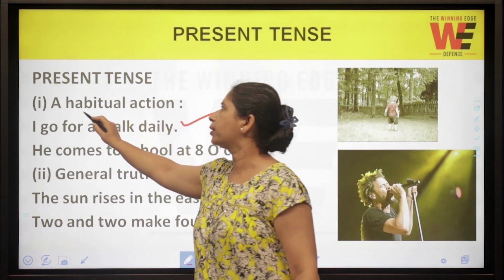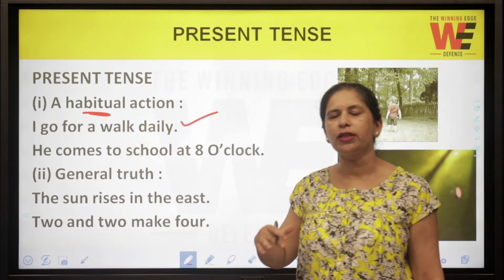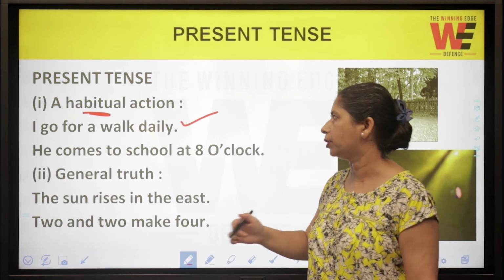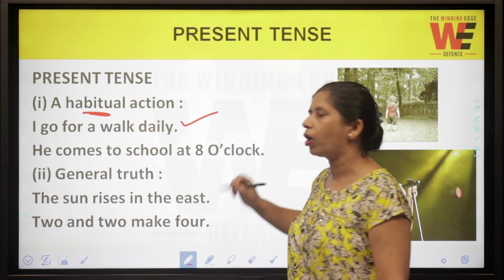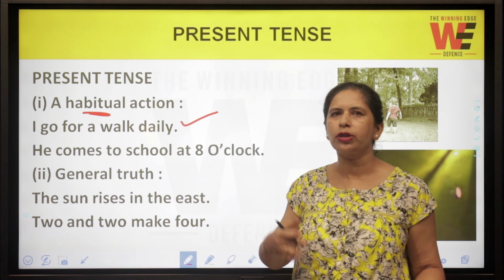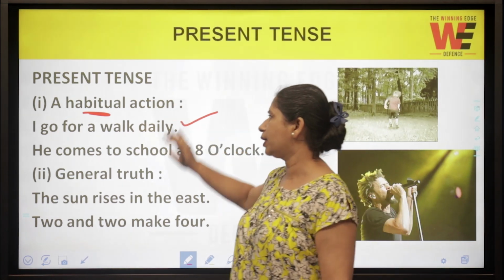This is my habit. So this is an example of a present tense where we are talking about a habitual action. He comes to school at 8 o'clock. Generally, है ना, लगभग वो रोज 8 o'clock आता है. So this is a habitual action.